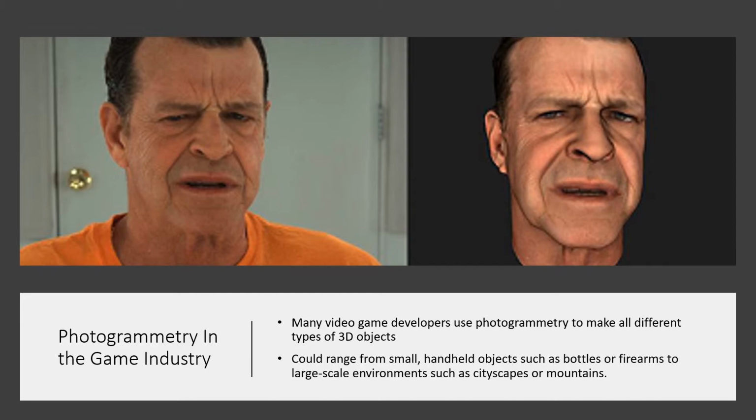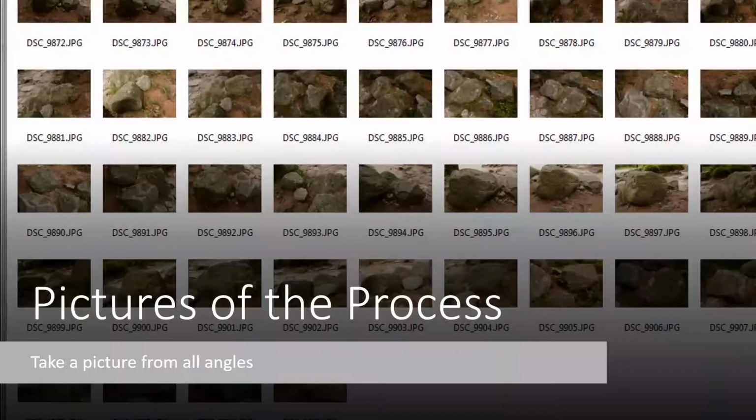They'll even be known to take specific buildings and take pictures of those and then input them in the game itself. The picture that you see is actually from the game L.A. Noire, where they took pictures of an actor and they were able to put his face into the game and make a model of it, just from the pictures itself.